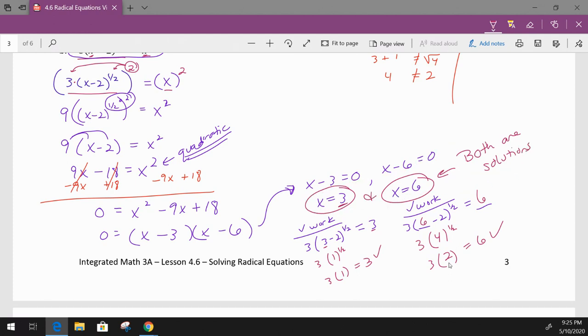All right, so that concludes our notes over solving radical equations.